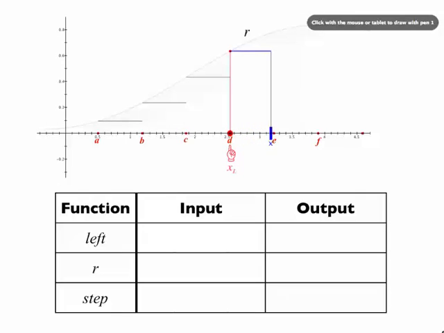To understand a function, first and foremost, means understanding exactly what its input is and what its output is. So what does each thing do? What does left do? What does it take and what does it give? What does R do? What does it take and what does it give? And what is step? What does it take and what does it give? So super important that you understand these functions in terms of what their function is, what their input is, and what their output is. Okay? Go.